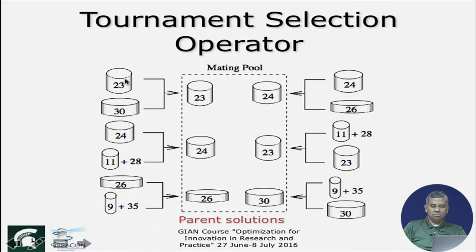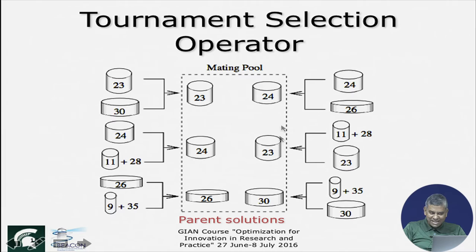Now you take the top two and look at their fitness values. Remember, we are minimizing the cost or minimizing the surface area. So which one is better? 23. So I keep the 23. Take the next two. Which one is better? 24. These two, which one is better? 26. So 26 is kept. So if I've done that process, come to the end of it, I will only have 50% of the mating pool size filled up.